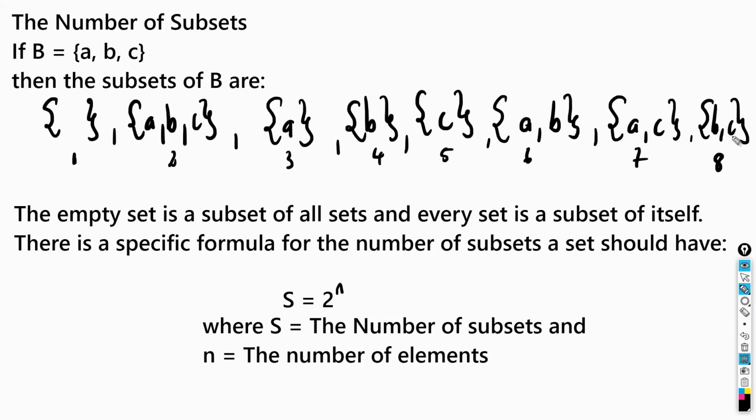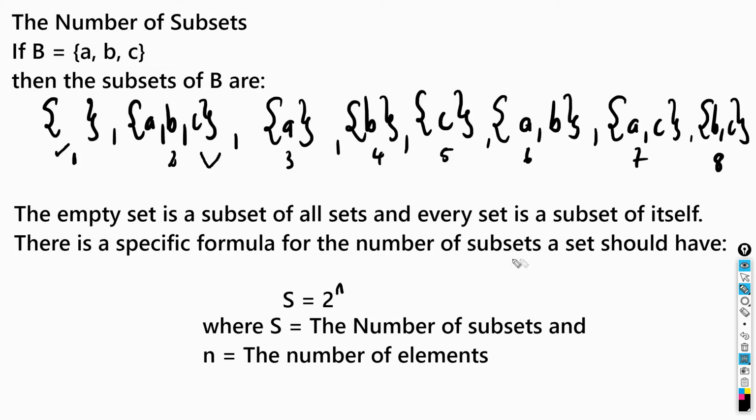And it doesn't matter what the order is, guys. CB is the same thing as BC, right? So that's why we're not writing them in any other order, because it really doesn't make a difference. And it says the empty set is a subset, which is this one, and every set is a subset of itself. So this is this one, and we have these 6 other subsets here.